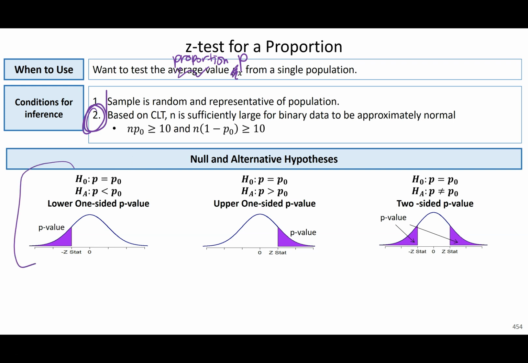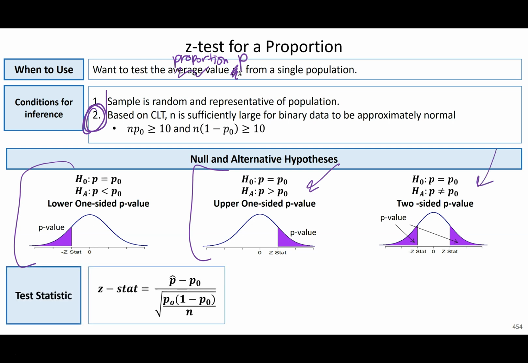So similar to before, you can have a lower one-sided test, so maybe you're interested in whether the proportion of that population that has this characteristic is less than a certain value. You can look at upper one-sided, or you can look at two-sided, like, is it different? So for our test statistic, we're going to have a z-test statistic. Anytime we're working with proportions, we're going to be looking at a z statistic. It's going to be similar in structure: what we saw in the sample, P hat, minus what's claimed, P naught, over a standard error, a measure of spread.